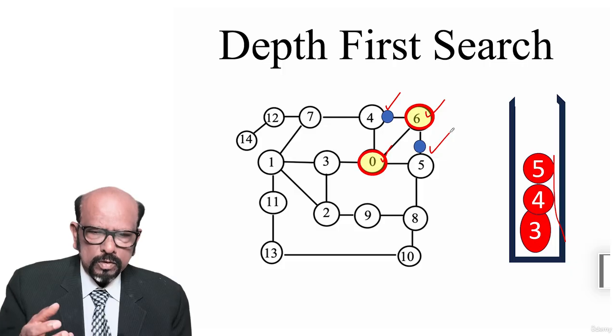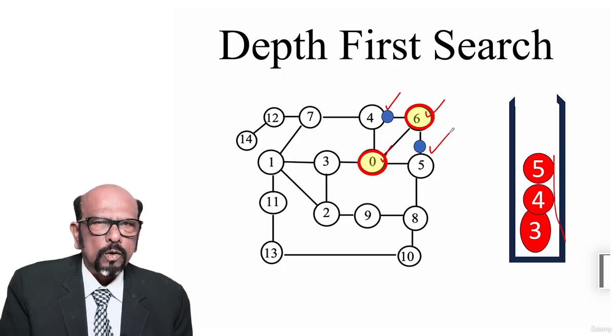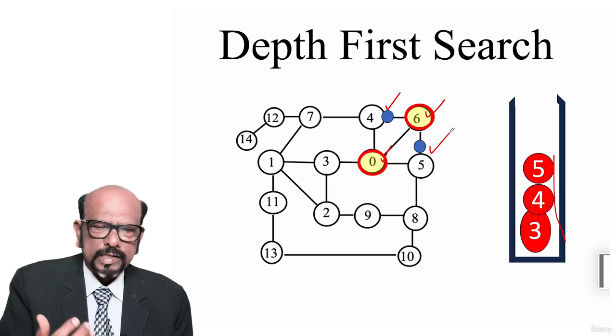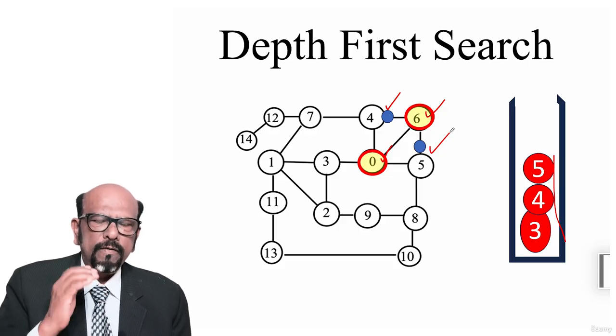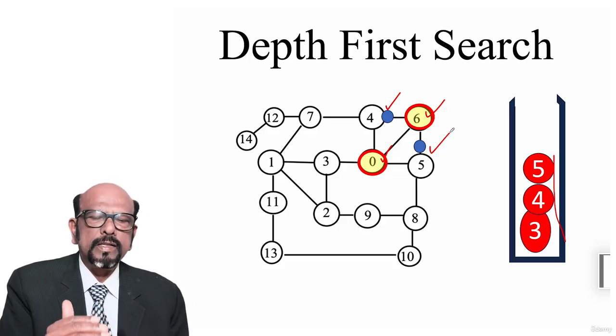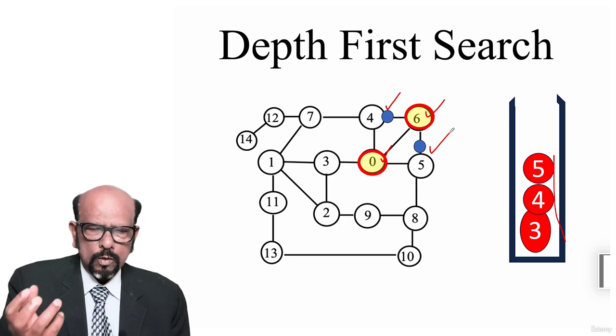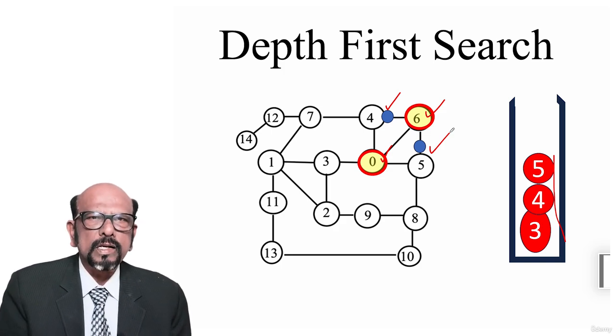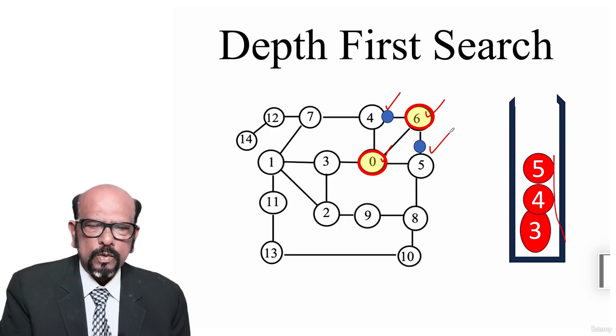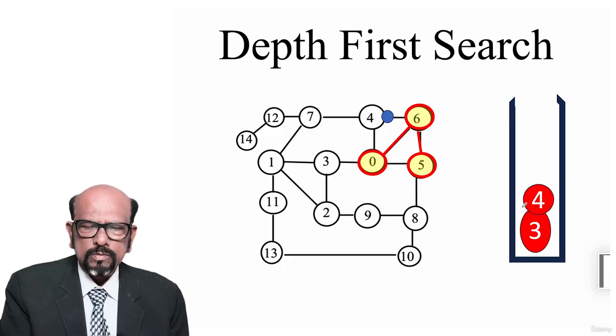Now is there anything else I can do? No, because 4 is already there, 5 is already there, 0 has already been done. So we have reached the end at this point. Now you pull out 1 from the stack. What is that? 5. So 5 comes out.